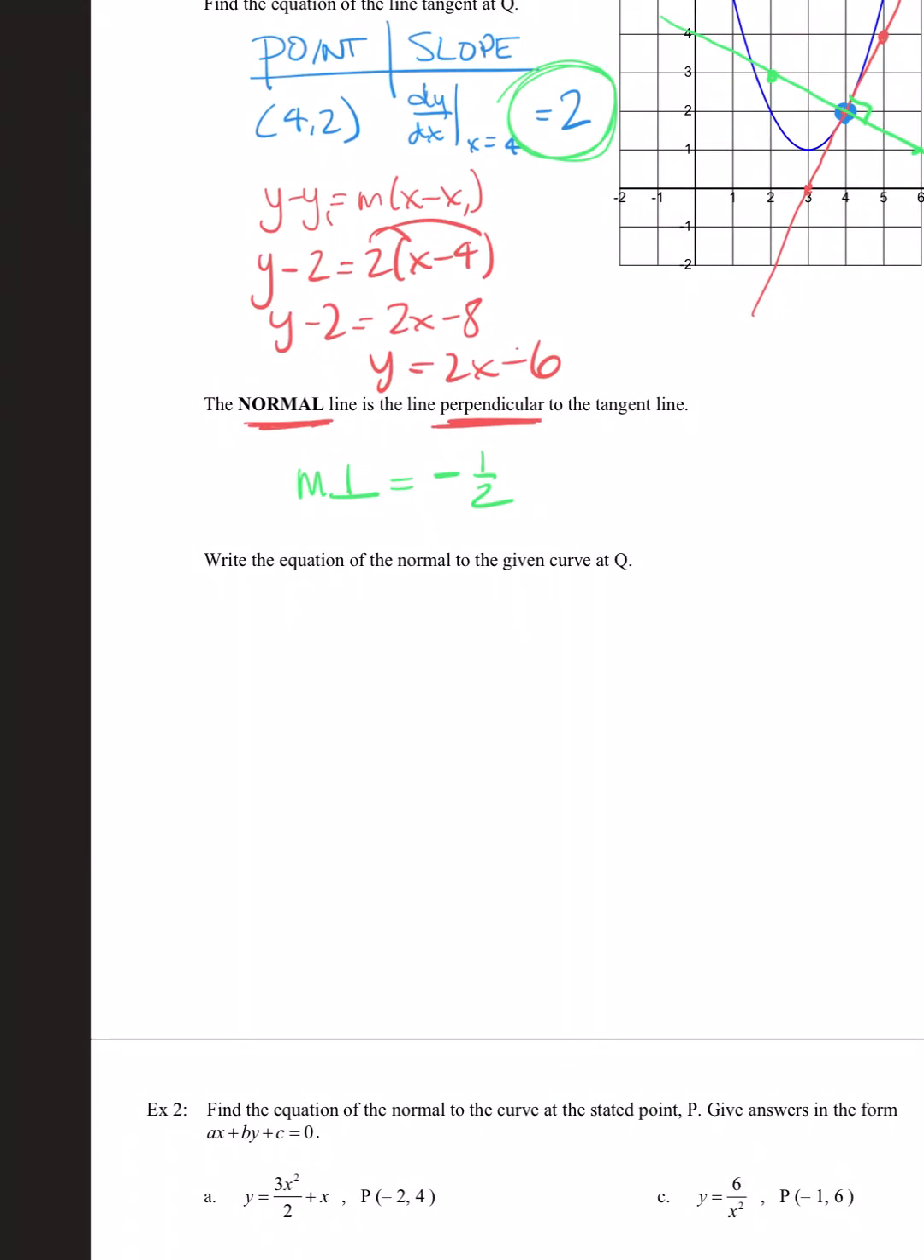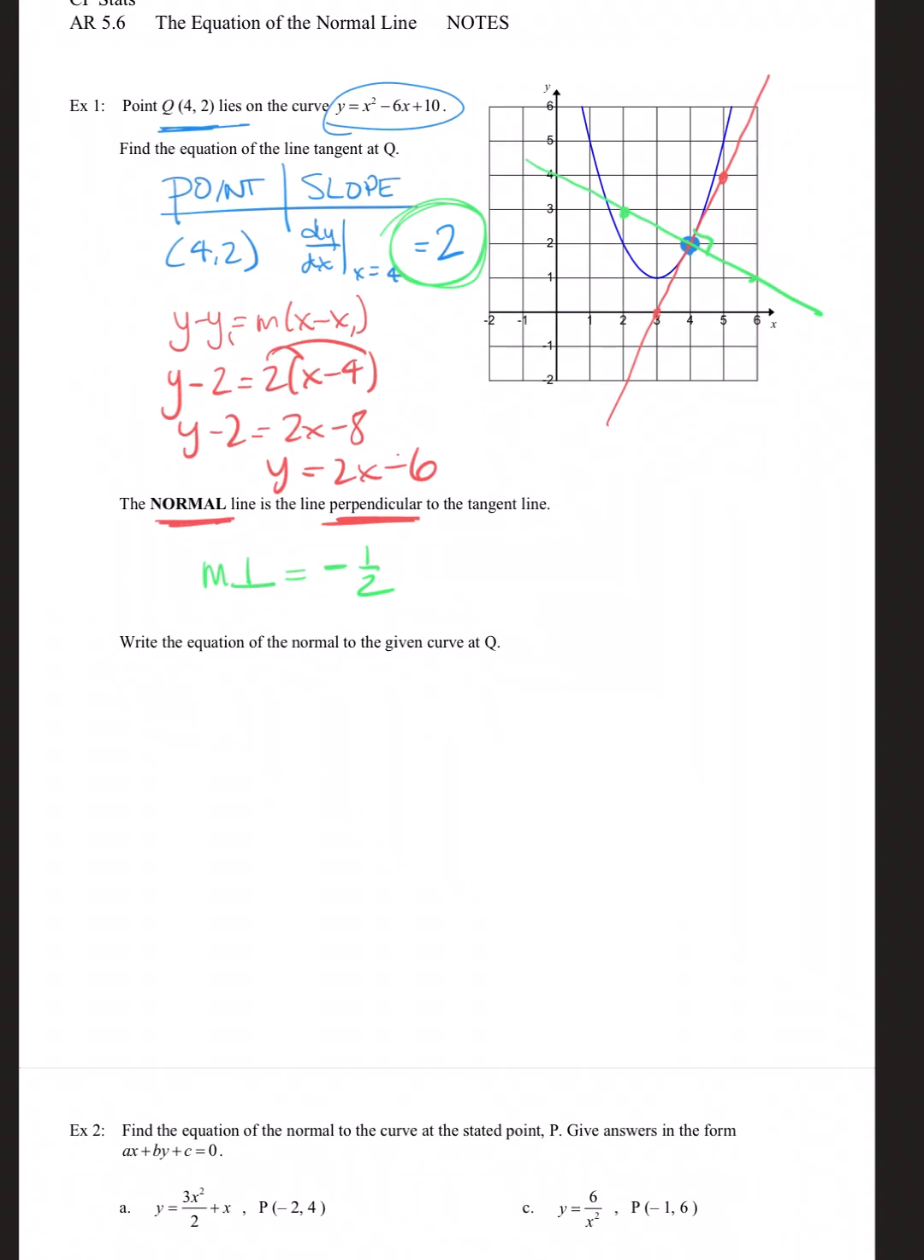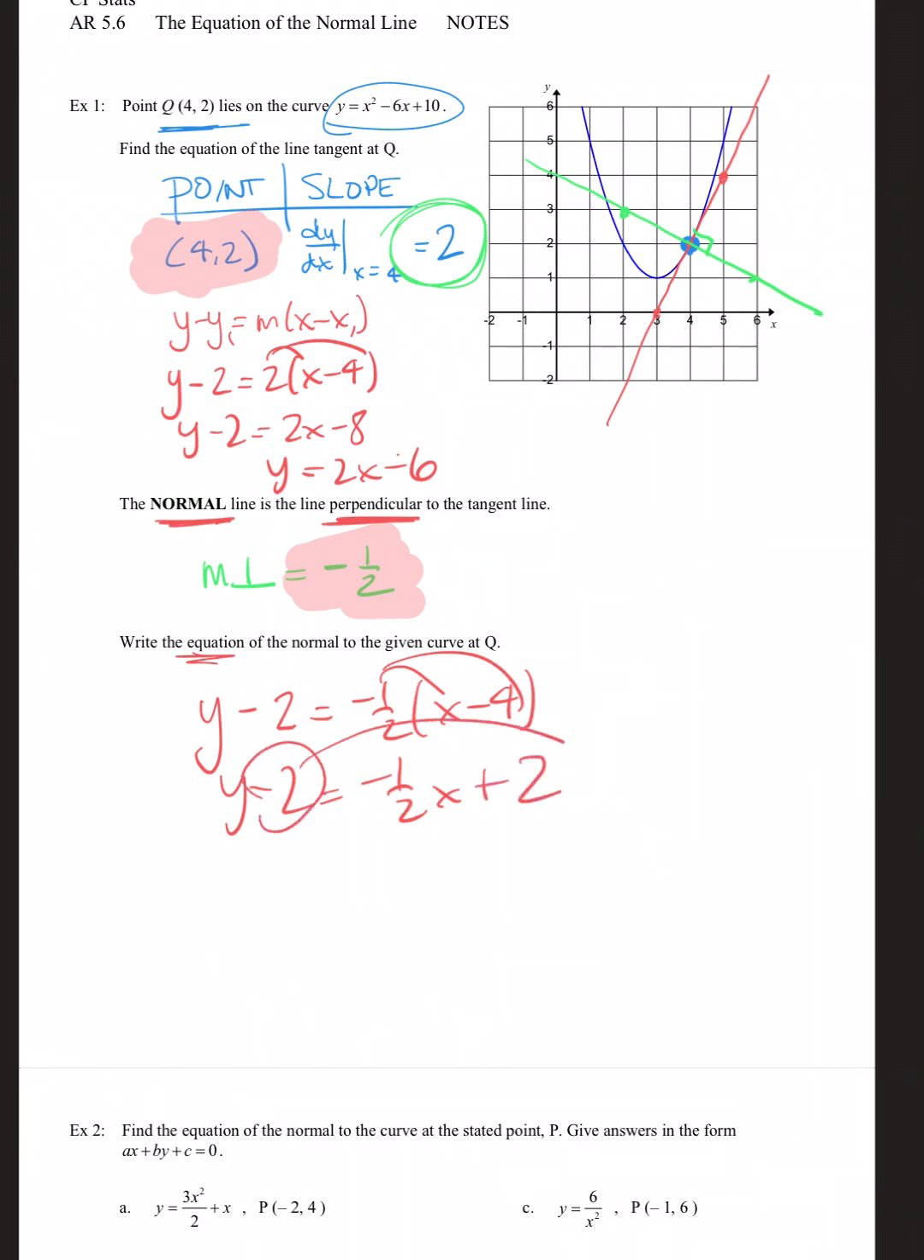Okay, so now it's asking us, can you write the equation of the normal? Again, you need a point, which is, let me see if I can find a highlighter here. Here's the point. Right? And then here's the slope. So writing the equation, I'm going to have y minus y1 is equal to m times x minus x1. I'm going to distribute. I'm going to move this to that side, and I get y = negative 1/2 x plus 4. And again, if you look at my picture, you can see that slope of negative 1/2. You can see the y-intercept of 4.